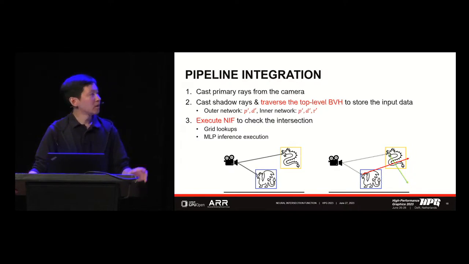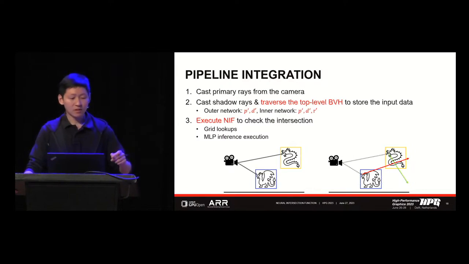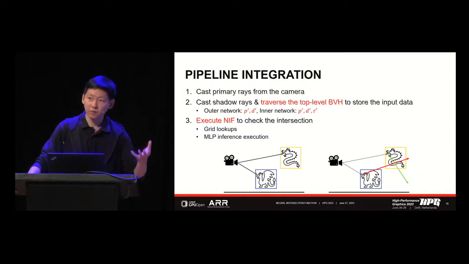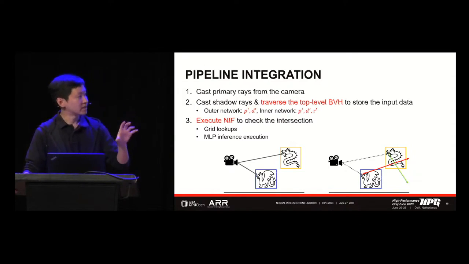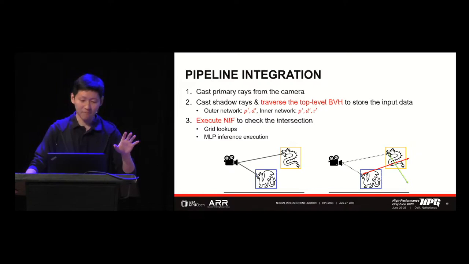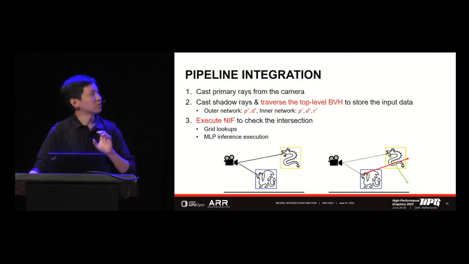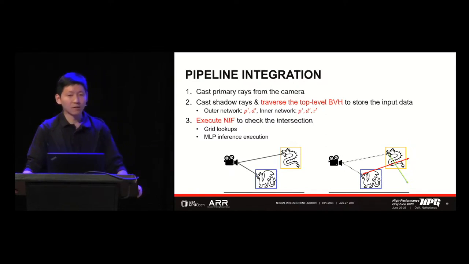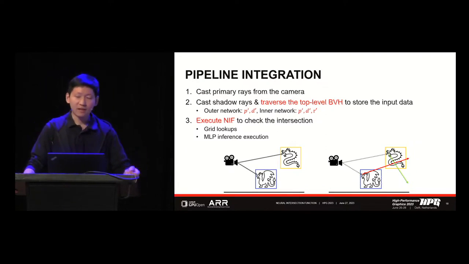So starting from the camera itself, we can still cast the primary ray of the camera as usual. Then we cast the shadow rays whenever we hit something, right? And then we start to traverse the top level BVH until we hit the node on the leaf. And then one thing that needs to be taken care of is that now we store the input data instead of traversing the bottom level. So after this process we will have a series of trainable data that we want to infer.